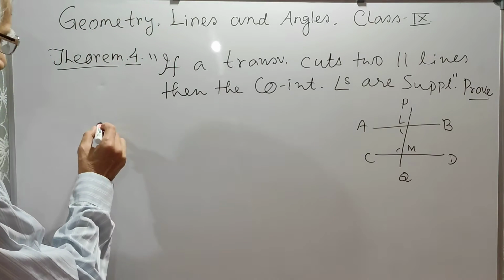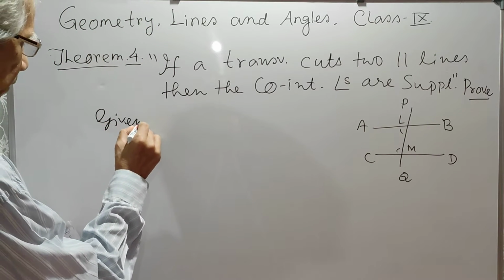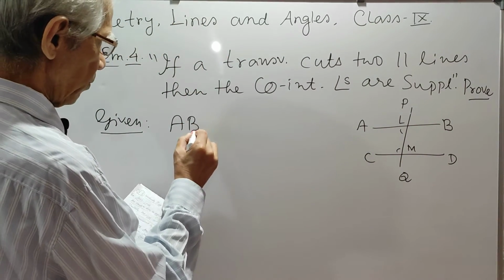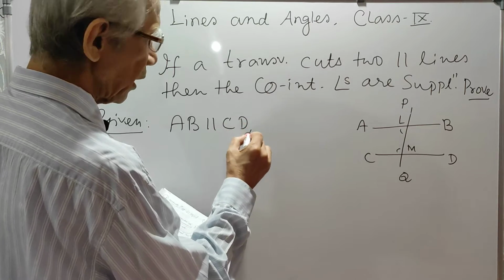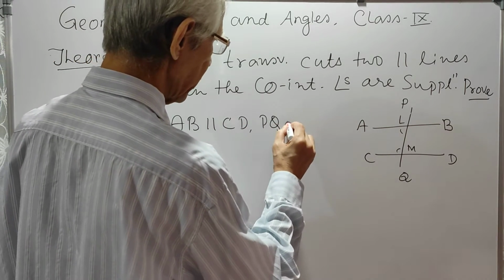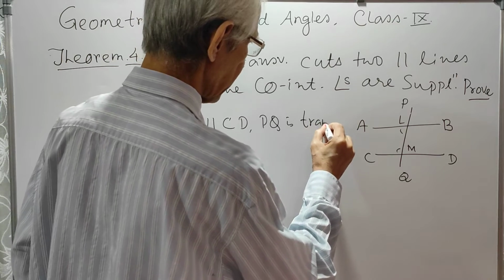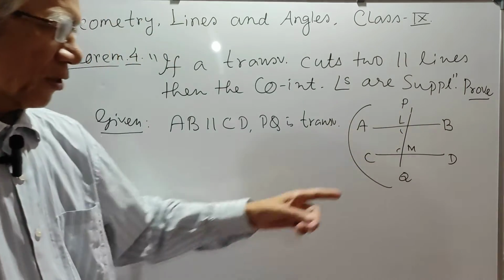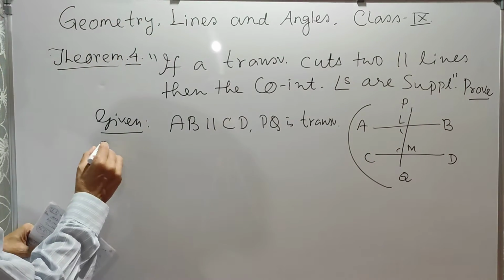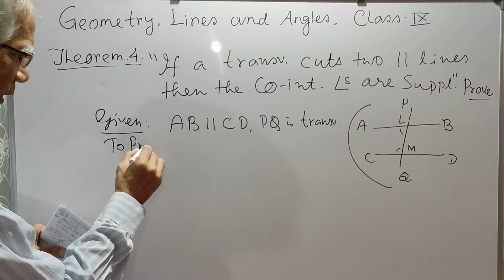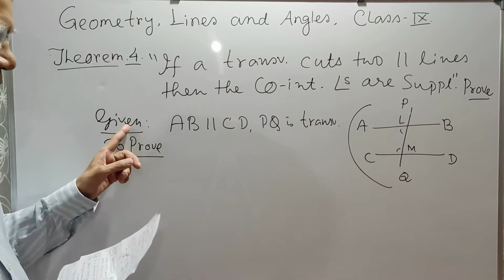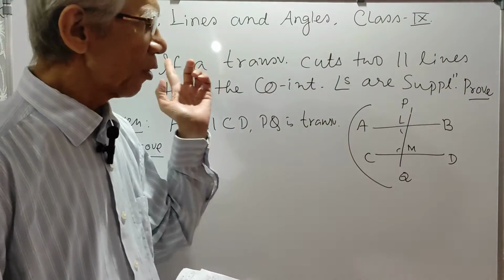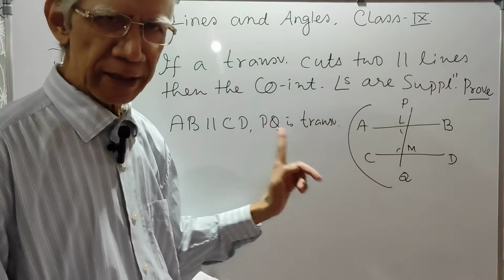Now first of all, given. What is given here? AB and CD are parallel. So AB parallel to CD is given, and PQ is a transversal. So parallel is given and transversal is given. Now what do you have to prove? This is how you are supposed to write in the exam: first what is given, and then what to prove. What is given and what to prove are found in the question, so read the question carefully and then write.